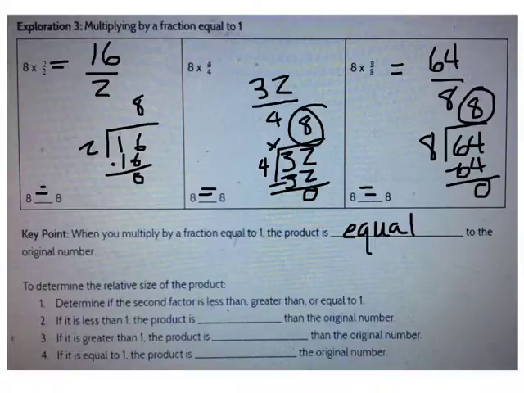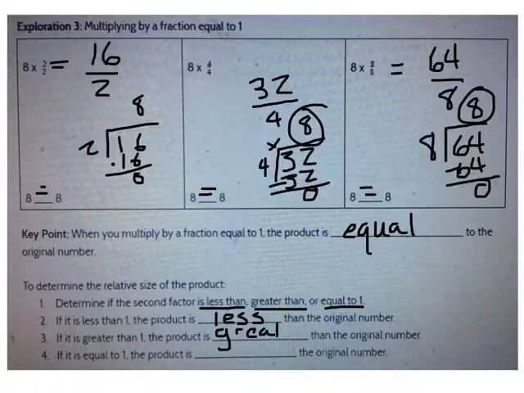We're going to have some practice now. To determine the relative size of the product, first, determine if the second factor is less than 1, it's a fraction, greater than 1, it's a whole number, mixed number, or improper fraction, or equal to 1. It has the same numerator and denominator. If it's less than 1, if it's a proper fraction, then the product is less. If it's greater than 1, if it's an improper fraction, whole number, or mixed number, then the product is greater. And if it is equal to 1, the product is equal to the original number.